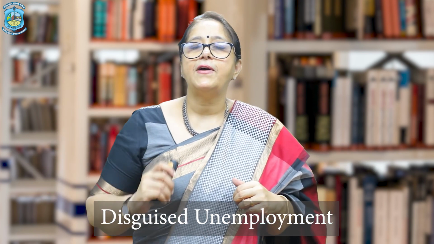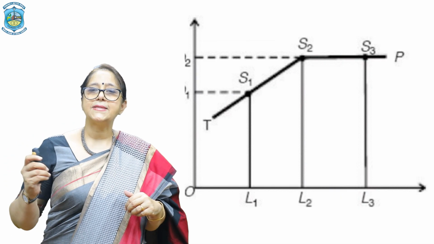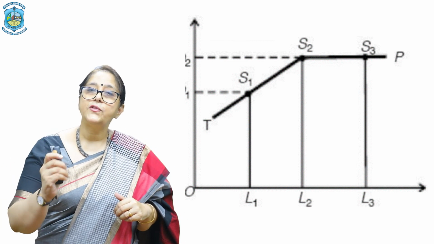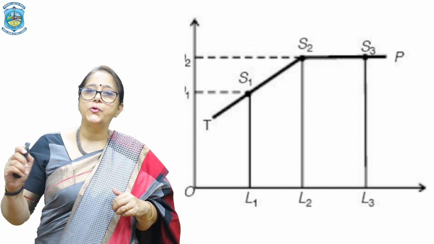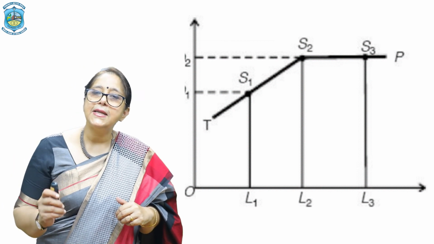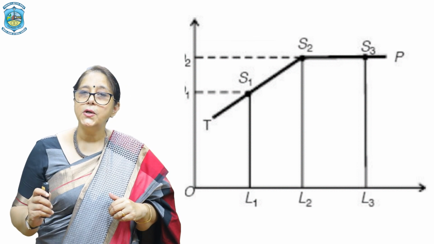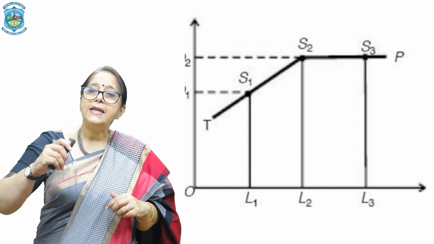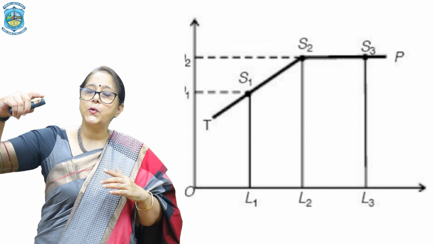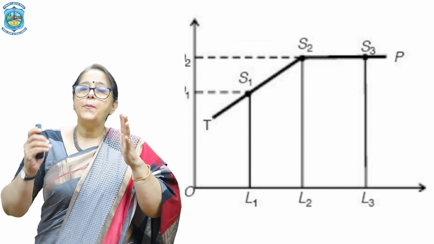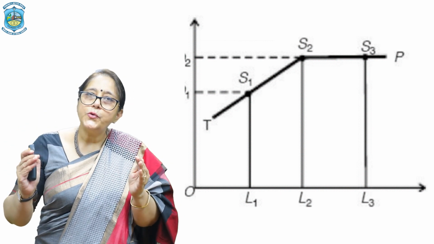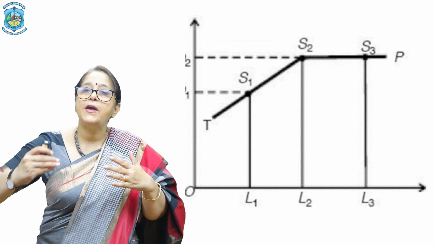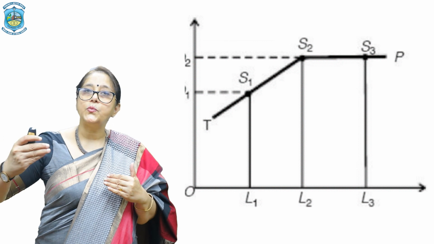Now this point can be clarified by having a look at this diagram. On the x-axis we take the amount of labor used, and on the y-axis we have the output. Now if you look at the output curve, initially as you increase the labor force from OL1 to OL2, the output also increases from TS1 to TS2, and it is an upward sloping curve showing an increase in productivity. So up to OL2 level of labor, the output is increasing and the marginal productivity is also increasing. That is, the contribution of every additional unit of labor to the output is increasing.